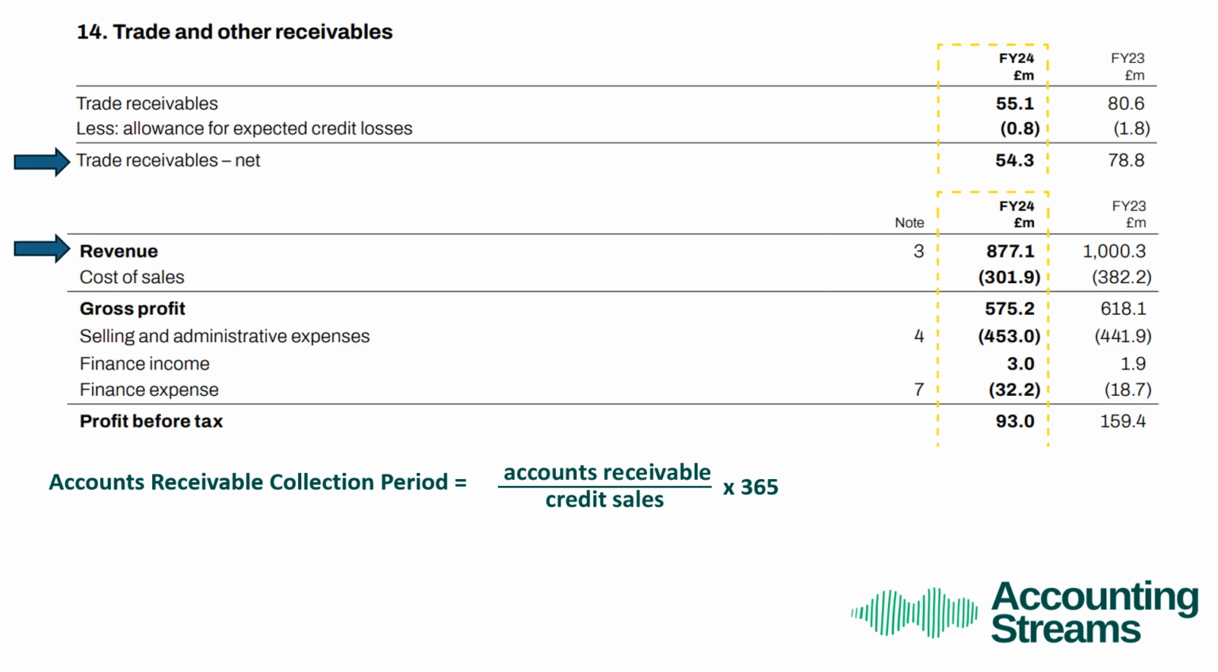On the denominator, we need credit sales. It's often the case that we don't know the split between credit and cash sales, so for simplicity, we can use the total sales figure. As long as we're consistent, we can make comparisons with previous year's figures.